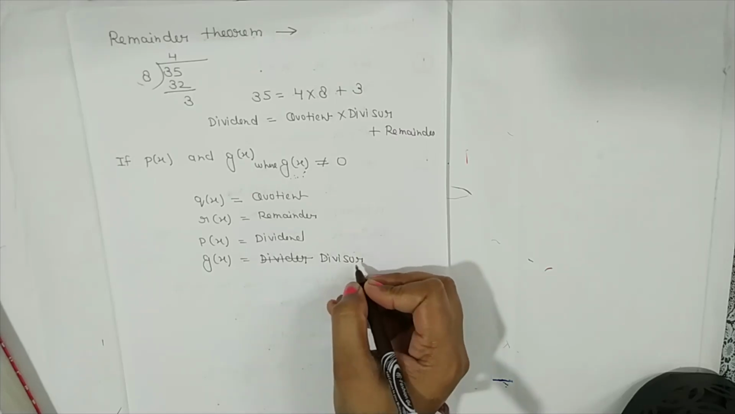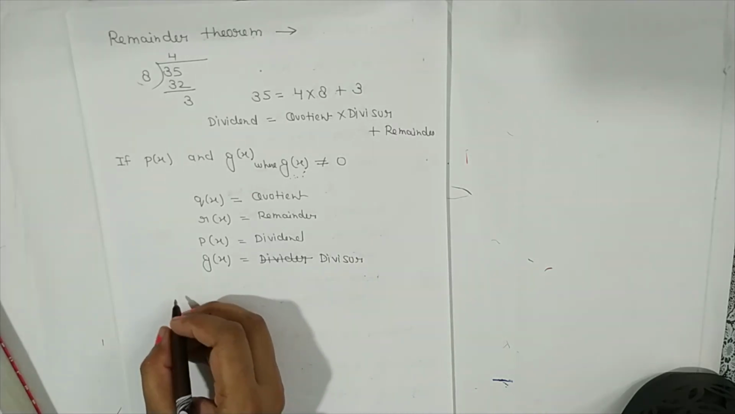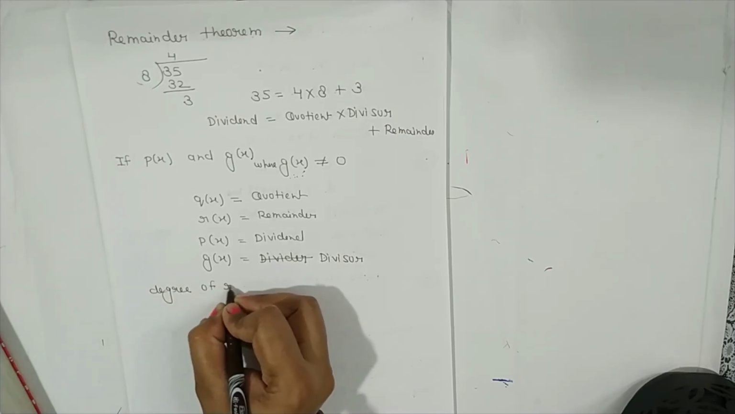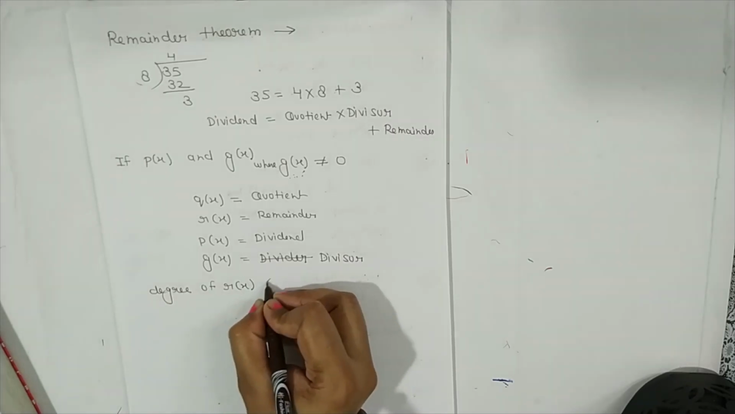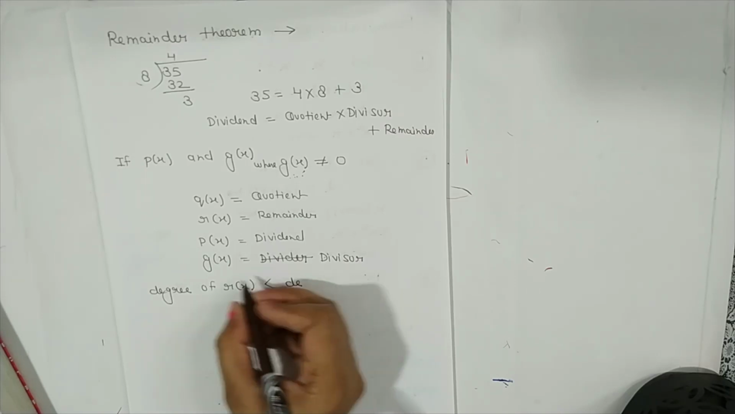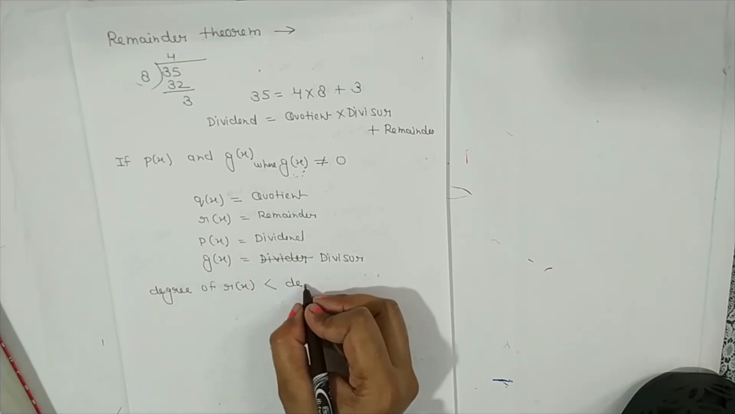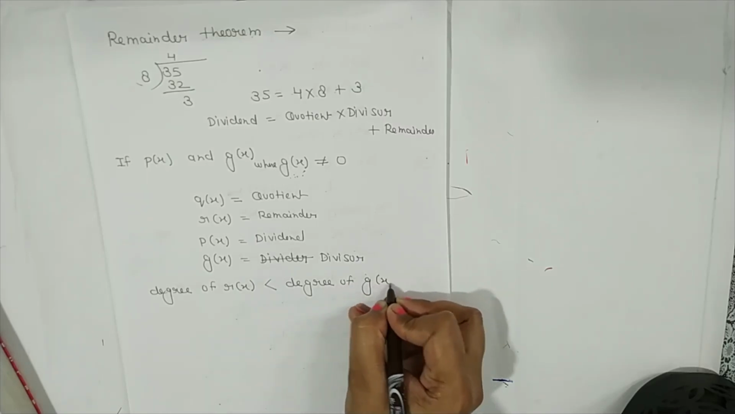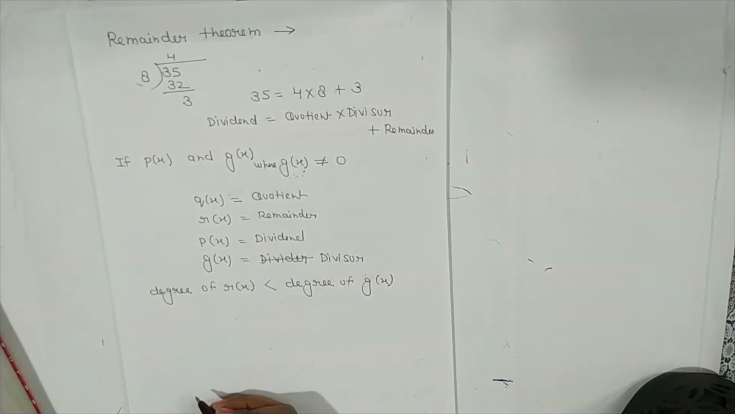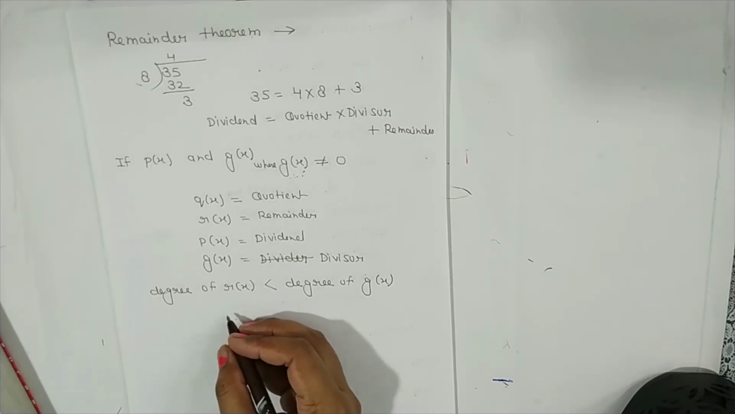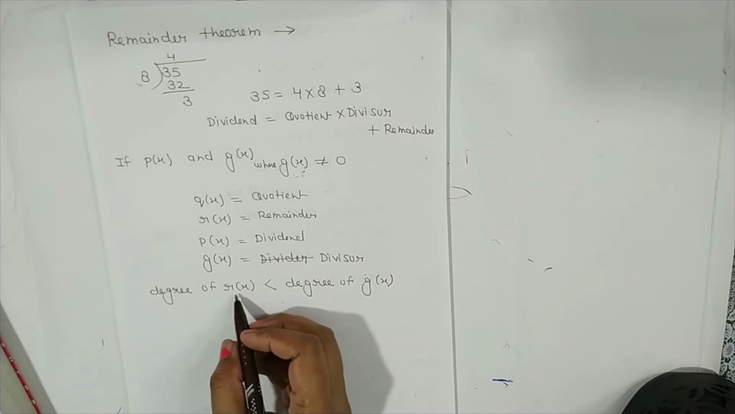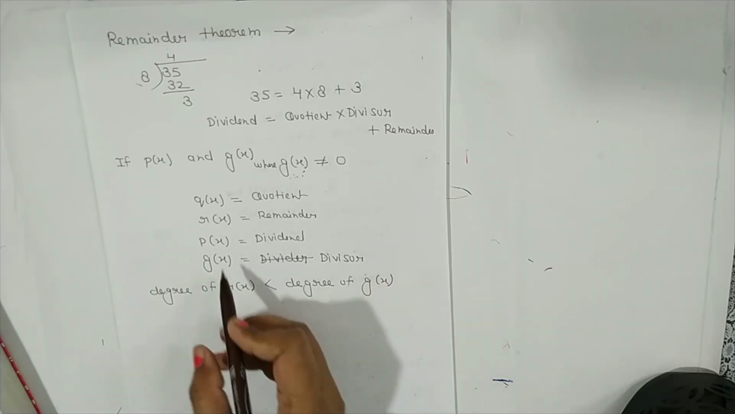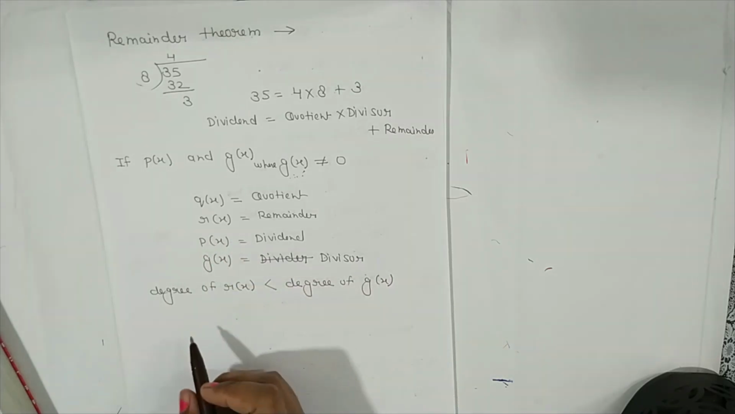Here the degree of r of x is less than the degree of g of x. Suppose the remainder is equal to 0, it means g of x is a factor of p of x.